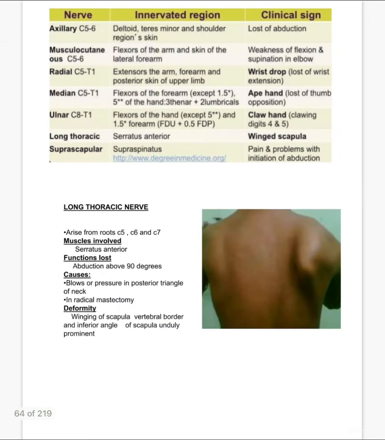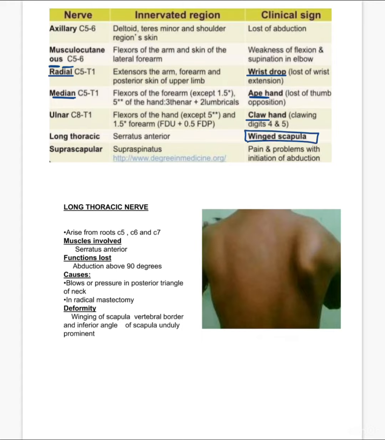Then coming on to the next one, guys. This is a table which has summarized the most common clinical signs that you see. Radial nerve, C5 to T1, guys, radial nerve means wrist drop will be there. Median nerve, guys, that is your ape hand. Then ulnar nerve is your claw hand.